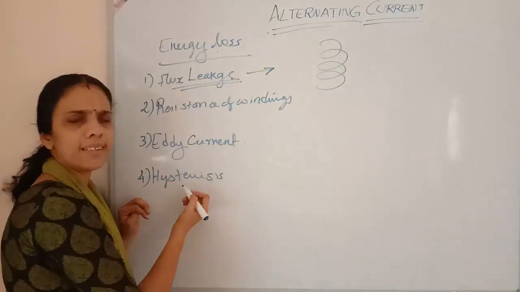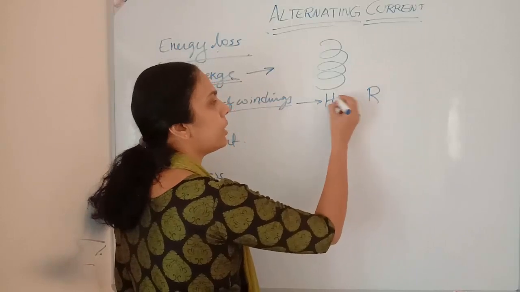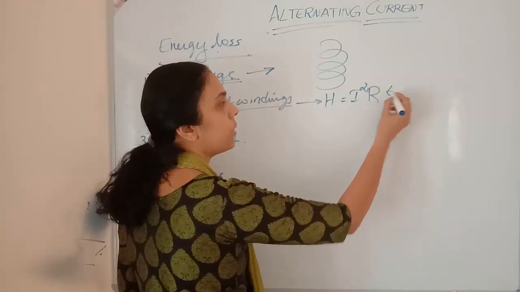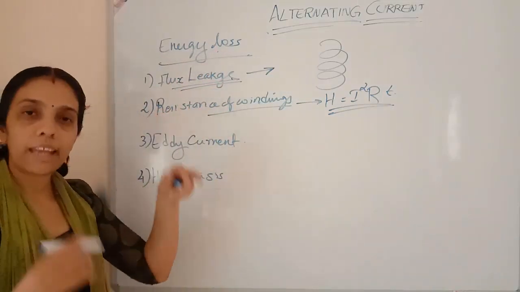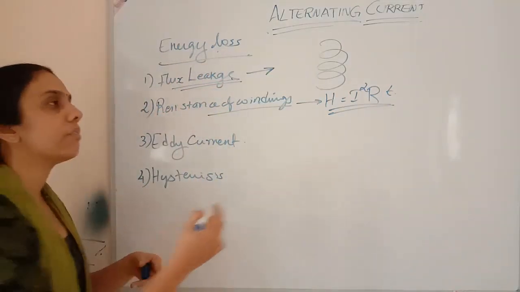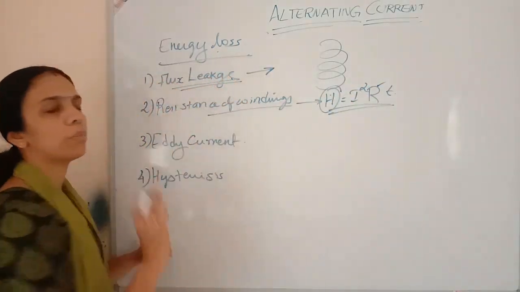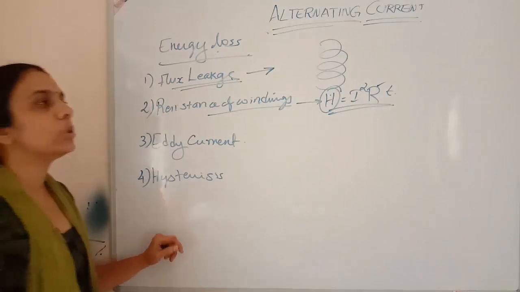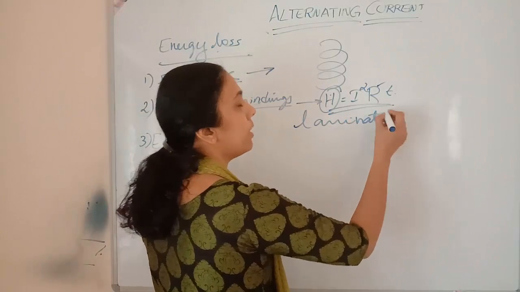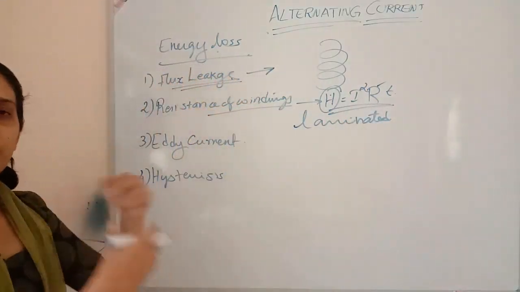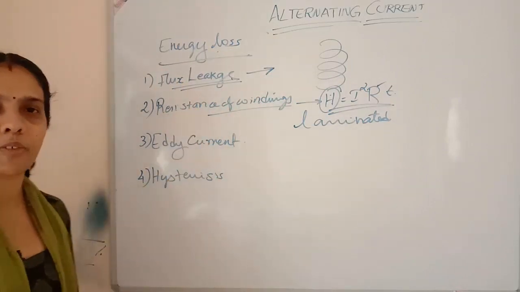Next is resistance of the windings. If there is resistance, there is heat loss, I square R T. This energy is lost as heat energy. If R is increasing, heat will be more, so energy will be lost in that manner. So we can use laminated, or we can say insulated, cores. If we use insulated wire, we can reduce the resistance of the windings.